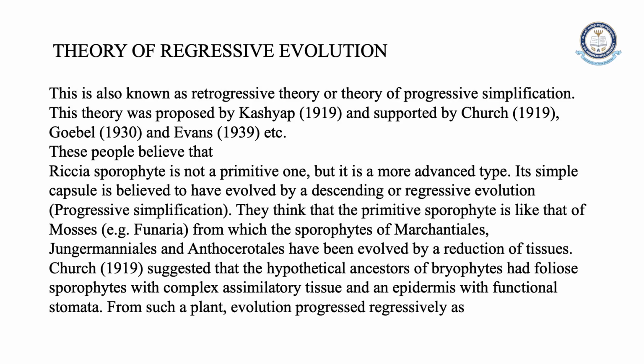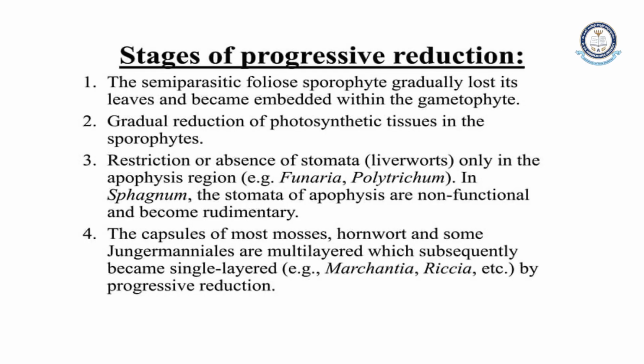The scientist Church in 1919 suggested that the hypothetical ancestor of bryophytes had foliose sporophytes, with complex assimilatory tissues and an epidermis with functional stomata. From such a plant, evolution progressed regressively. In this stage, the semi-parasitic foliage sporophyte gradually lost its leaves and became embedded within the gametophytic tissue, with gradual reduction of photosynthetic tissue in the sporophyte.